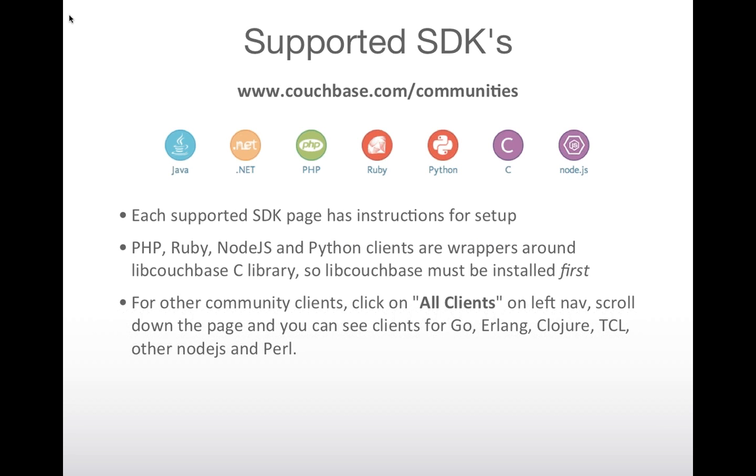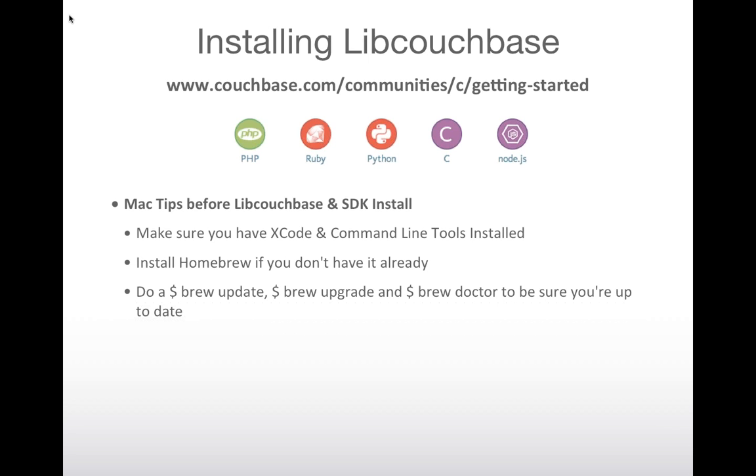So when you go to couchbase.com/communities, there are getting started guides, installation guides, and tutorials that correspond to the beer sample data set. Remember to install the libcouchbase C library first before installing these clients. On Mac, before you do the libcouchbase and SDK install, make sure you've got Xcode and the command line tools installed. Use homebrew and do brew update, upgrade, and doctor to make sure everything is up to date if you haven't done that in a while.